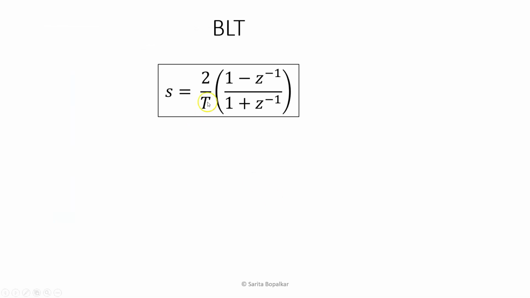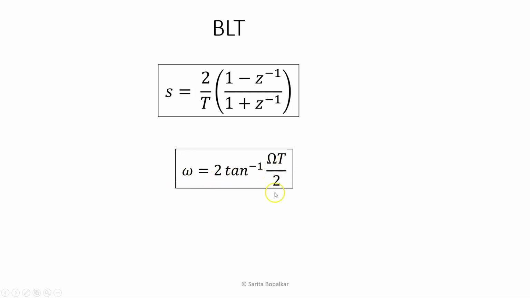So in BLT, in the previous videos, we have developed two formulas. One, the relation between S domain and Z domain: S is equal to 2 by T, (1 minus Z raised to minus 1) divided by (1 plus Z raised to minus 1). And another one is the relation between analog frequency and digital frequency: omega is equal to 2 tan inverse of (omega T by 2). This analog frequency range minus infinity to infinity, we are mapping to a digital frequency omega minus pi to pi.